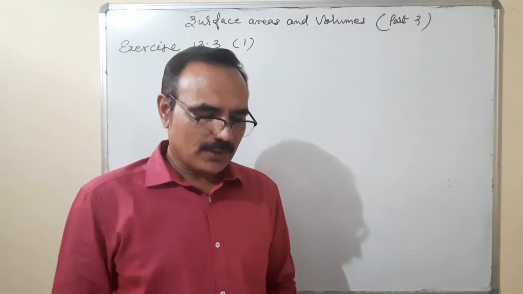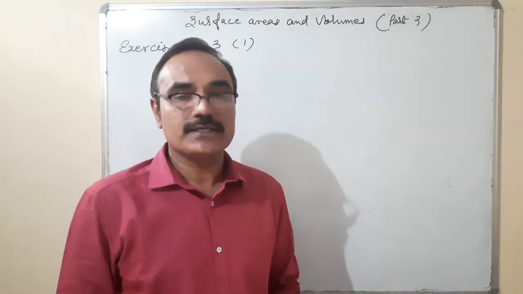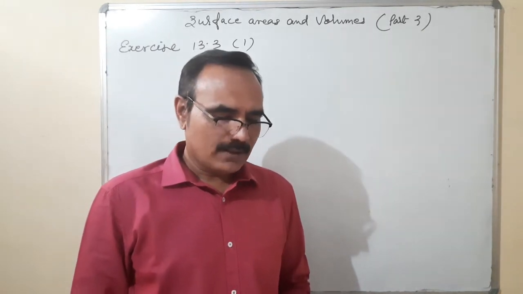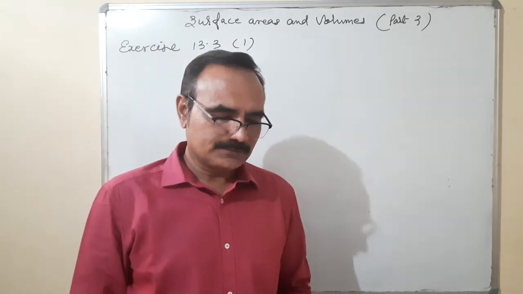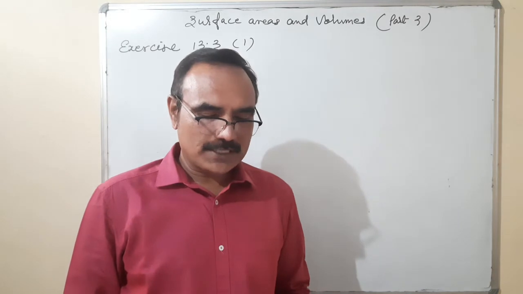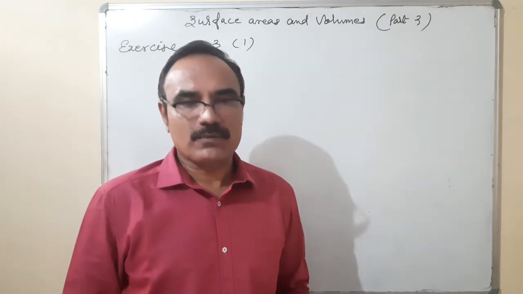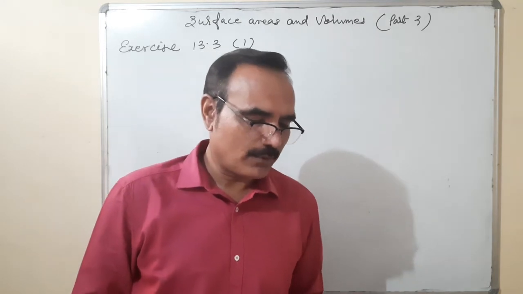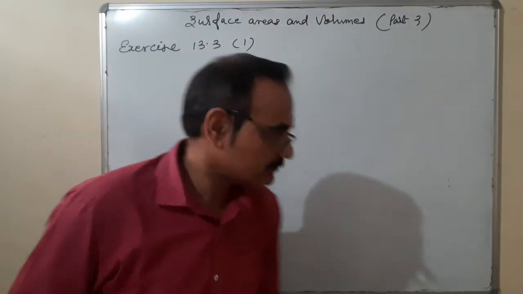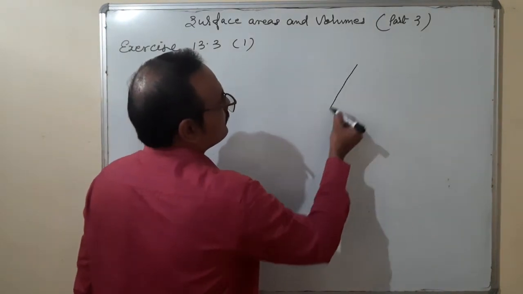Determine the base of a cone is 10.5 centimeter and its slant height is 10 centimeter. Find its curved surface area. The diameter of the base of the cone is 10.5 centimeter and its slant height is 10. Diameter of the base of the cone is 10.5.